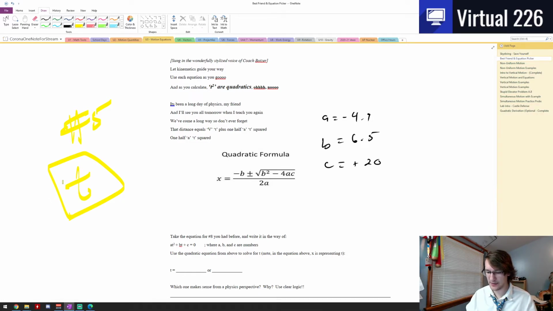So we're going to get negative 6.5, and then we'll do the plus first. This plus minus here means there's two answers. One's a positive, one's a negative. So we'll add first, so plus the square root of the quantity b squared, so 6.5 squared, minus the quantity 4 times a, which is negative 4.9, times c, which is 20, all divided by the quantity 2 times a, which is the negative 4.9. And when I do this, I get a first value of negative 1.46 seconds.